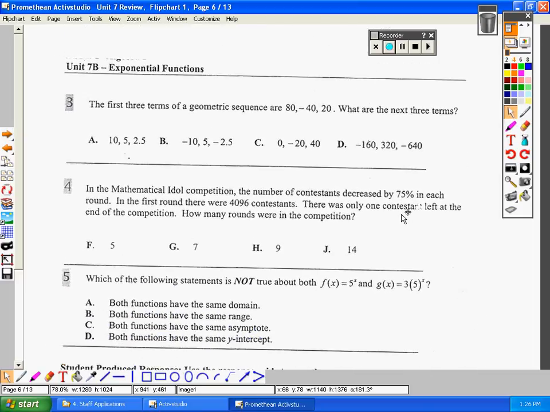First 3 terms of a geometric sequence. That means that you're multiplying by the same thing. Well, in this case, you're multiplying by negative 1/2, times negative 1/2, and then you have to multiply again times negative 1/2. So that would be negative 10. So this is the only one that's going to work.